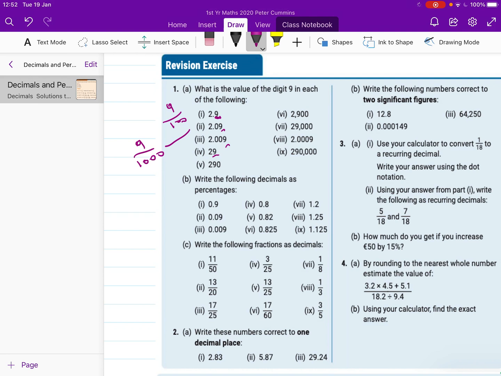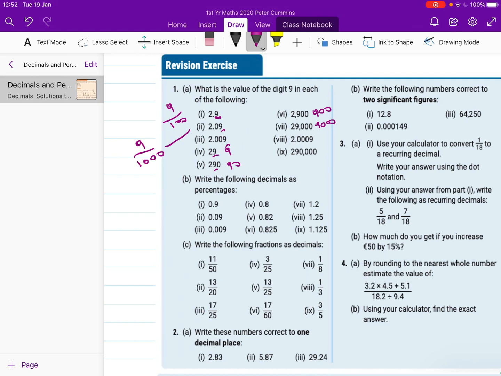This one here is just going to be a value of 9. This one here is going to be a value of 90, and so on. This one over here is going to be a value of 900. This is going to be a value of 9,000, and so on and so forth. And we did loads of those before. Part B, you're looking to write them as percentages.